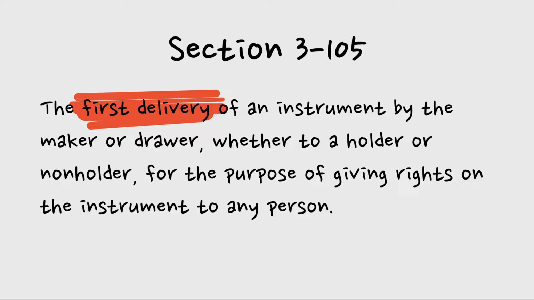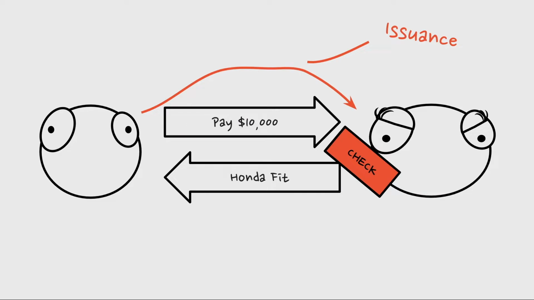That initial creation and delivery of the instrument here, the check, by the drawer, right? Bob is the drawer here, and he's giving it to Barb. That initial transfer is called the issuance. So this is an issuance of the check to Barb.